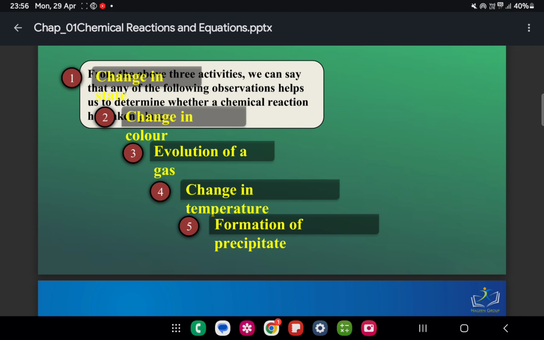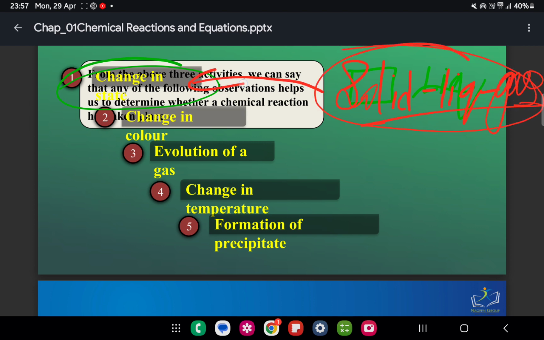When chemical reactions take place, some of these five things also take place, or at least one of them will take place. Change in state. Change in state means a solid will convert into a liquid, and liquid to gas. This is the formation of this one, change in state.